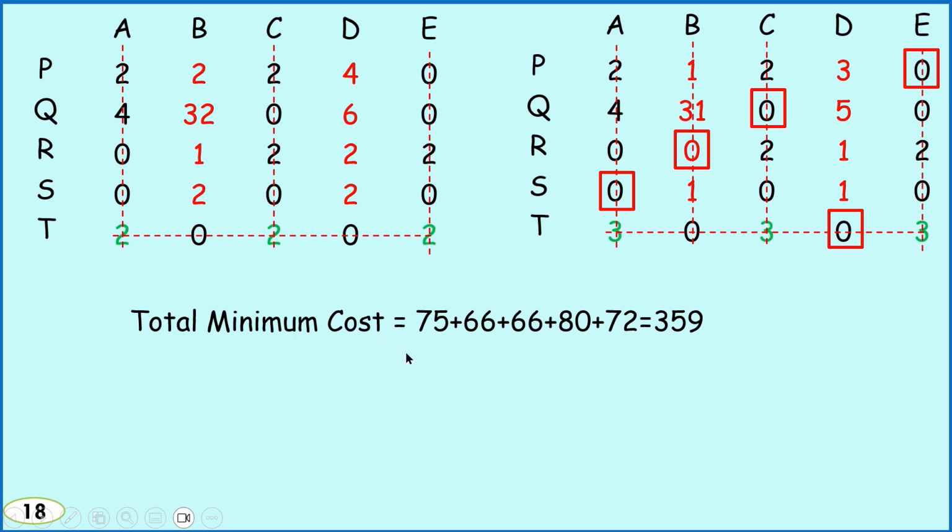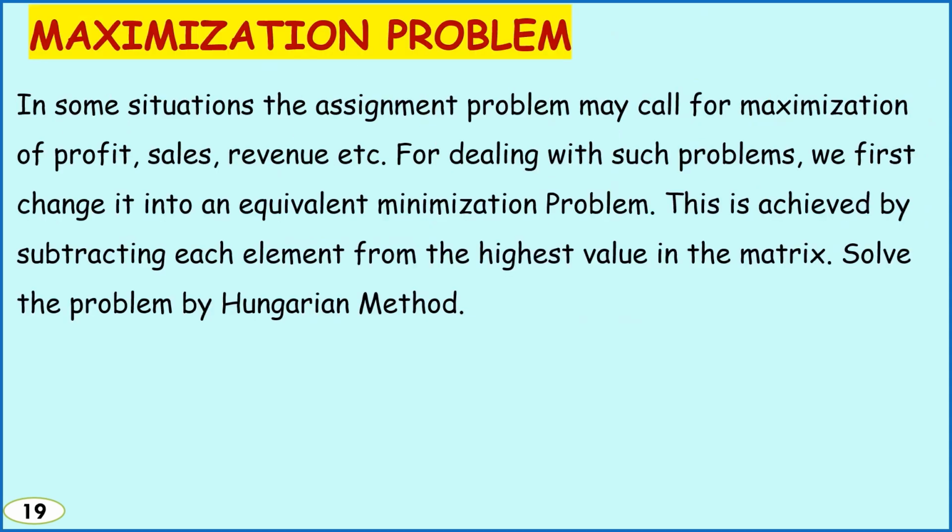In this way, we need to repeat the procedure according to steps 3 to 5 till we get the optimum solution. But there are some special cases in the assignment problem. That is the maximization problem. Till now we have seen only the minimization problem, but in some situations the assignment problem may call for maximization of profit, sales, revenue, etc. For dealing with such problems, we first change it into an equivalent minimization problem, and this is achieved by subtracting each element from the highest value in the matrix and then solving the problem by the Hungarian method.